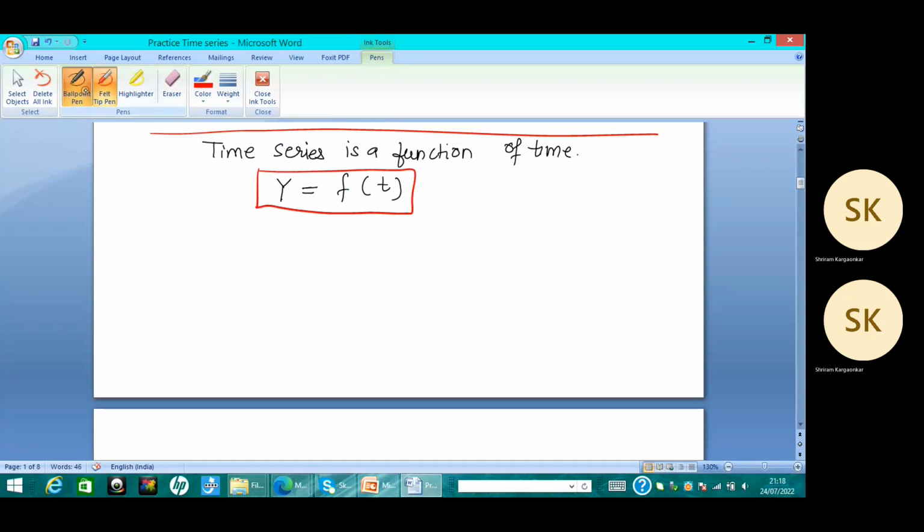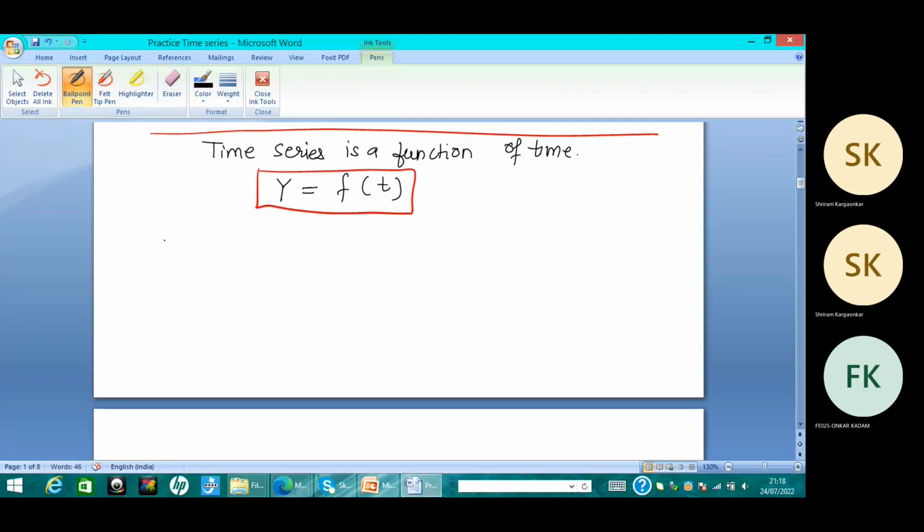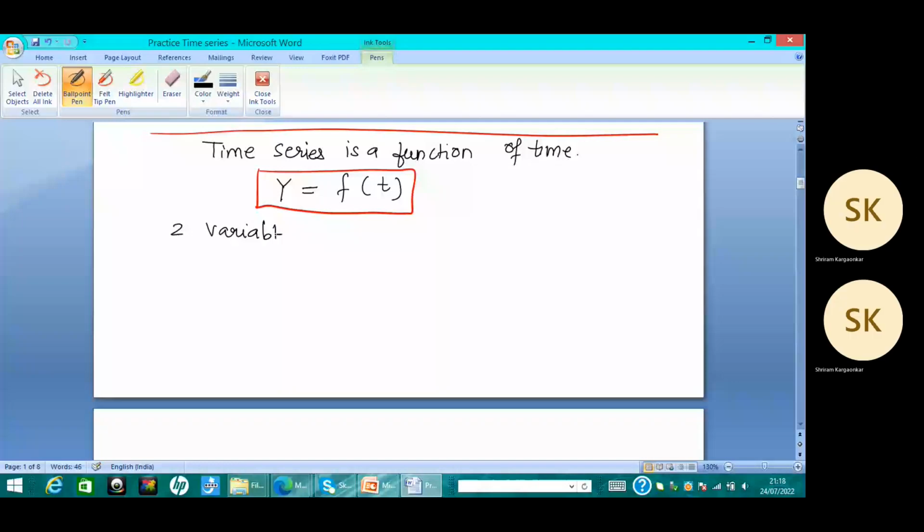In time series, there are two variables, in which one factor is fixed, that is time. Since this is time series data, time can be anything. This is a fixed factor of the time series, right? So whenever you see time series data, you will always find a time variable in it.